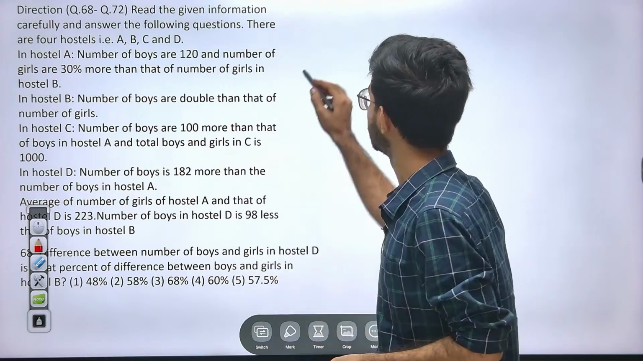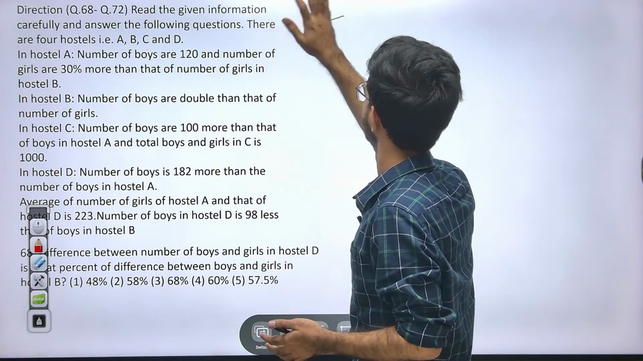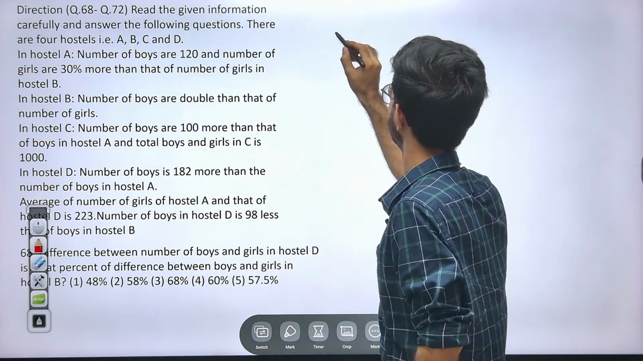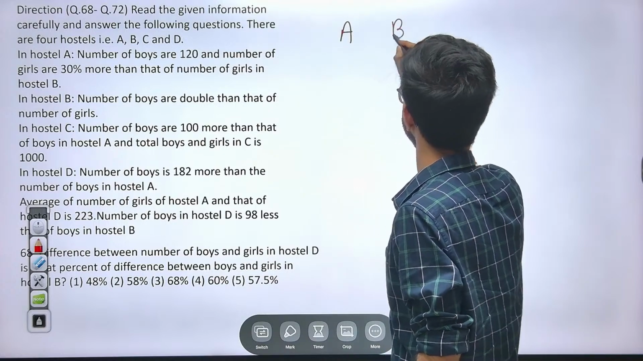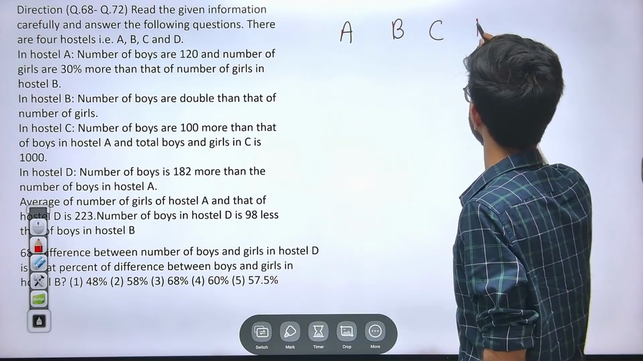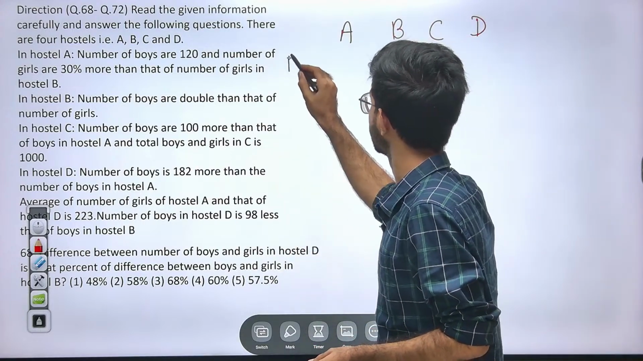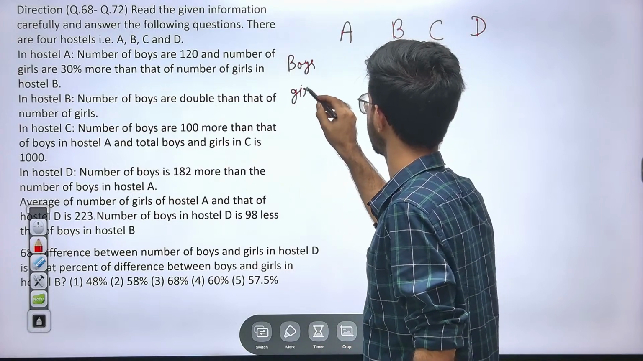So if you read, this is hostel A, hostel B, hostel C and hostel D, right? And this is boys and this is for girls.